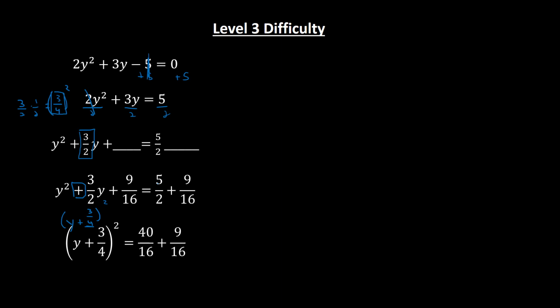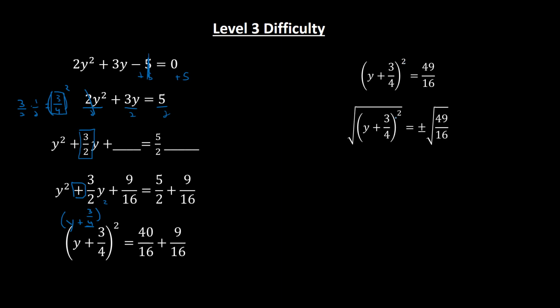And then on the right side, we have to add these together by getting a common denominator. So I got a common denominator of 16, so I convert 5/2 into 40/16. And on the right side, 40/16 plus 9/16 can combine to get 49/16. And from here, I can take the square root to get rid of that squared. So that's going to cancel each other out. I'm left with y plus 3/4 on the left side.